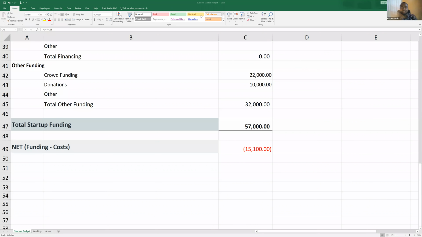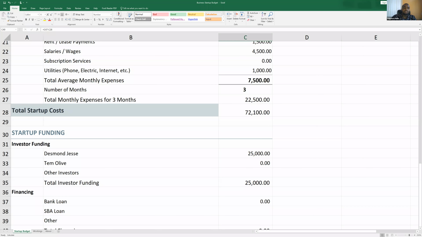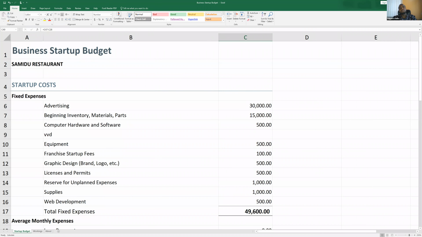So basically, that is the simplest way to start your startup kind of budget. It will help you hand in hand. So you can use this model to pitch your business. And you can also use this model for NGOs, for non-profit. Basically, it's the same format.